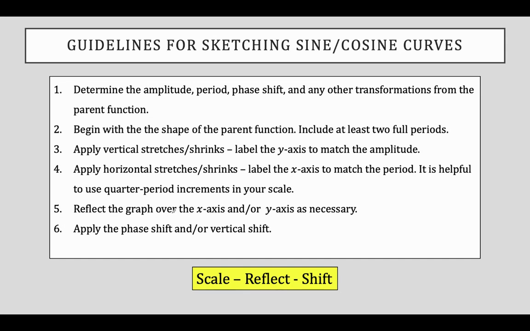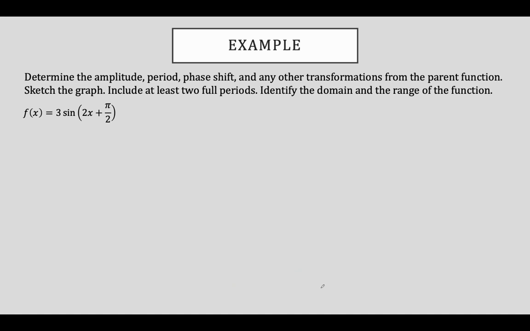5, reflect the graph over the x-axis and/or y-axis as necessary. And 6, apply the phase shift and/or vertical shift. You might recall this step process from earlier in the year. We want to do our scalings first, then reflect, and then shift. That is exactly what we're going to do. Same process, just now with our sine and cosine functions. Let's give it a go.